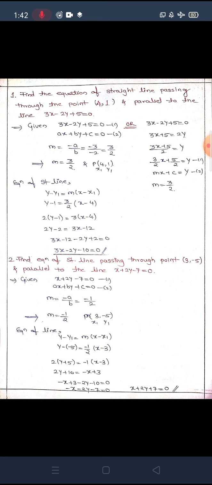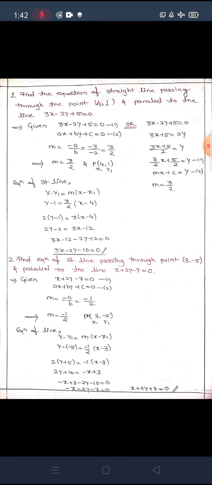So, what is the equation of a straight line? Ax plus by plus c is equal to 0. Now, compare equation 1 and 2. So, m is equal to minus a divided by b. What is the value of a? That is 1. But we already have a minus sign, so minus 1 divided by, what is the value of b? 2. So, minus 1 by 2.